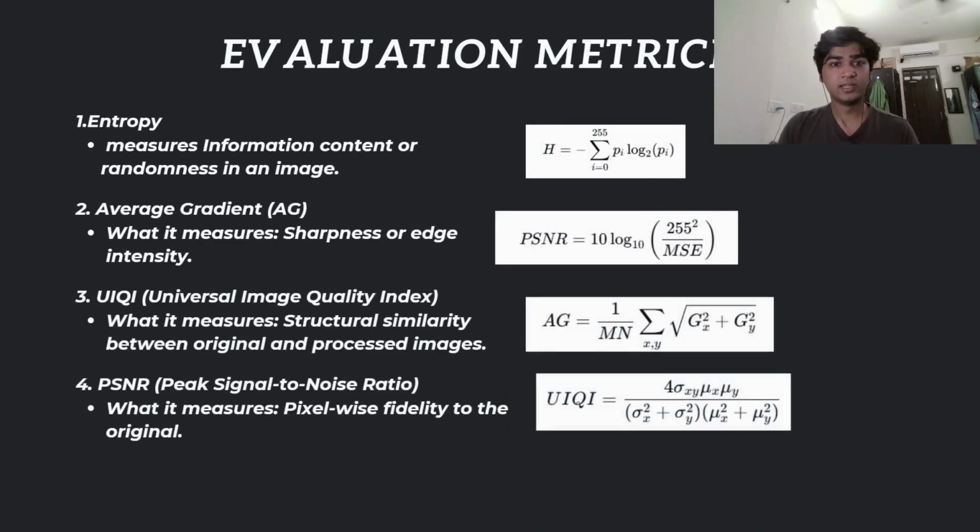So the original image and enhanced image are compared on the following metrics, which are entropy, which measures the information content or randomness in an image; average gradient, which is a measure of sharpness and edge intensity; universal image quality index, which measures structural similarity between original and processed image; and PSNR, which is peak signal to noise ratio, which is a measure of pixel-wise fidelity to the original image.